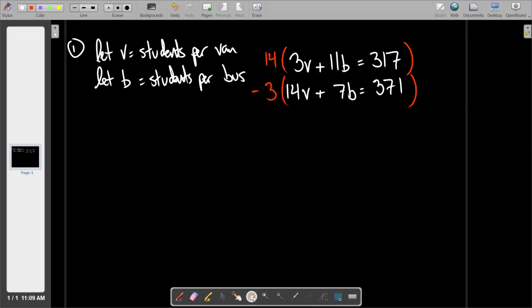So as we go across the top equation and we multiply everything by 14, what's 14 times 3v? 42v. And then I'm going to keep it as a plus. And then what's 14 times 11b? Good job, 154b. And then this one's pretty intimidating. What's 14 times 117? Oh, would you say that again? Okay.